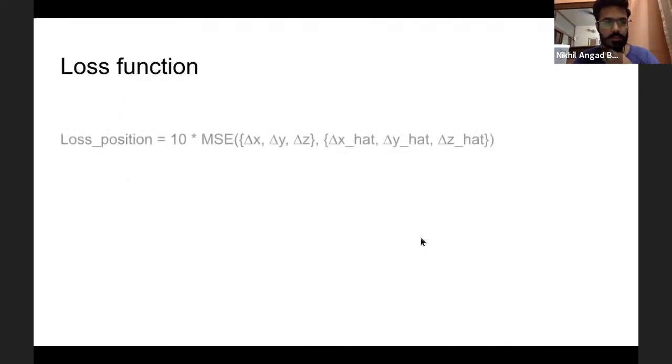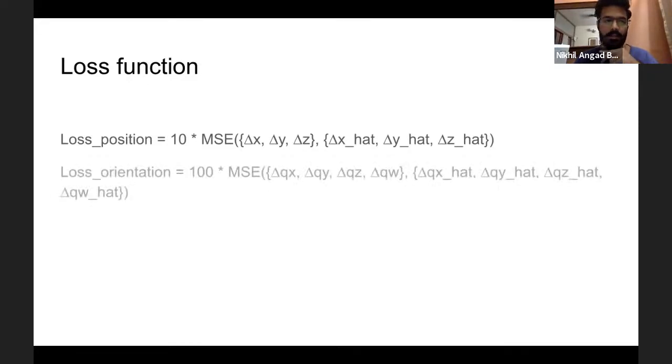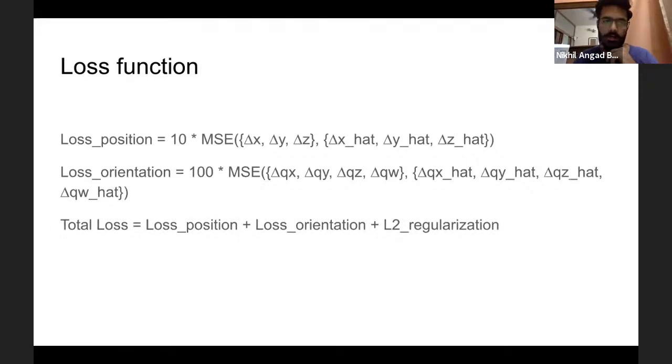The loss function has 2 components. It's very simple. There's an MSE loss, which is scaled up by a factor of 10, and then there's the orientation loss, which is scaled up by a factor of 100. The reason it's not scaled up by the same factor is that orientation is usually a unit quaternion, and therefore it has very small changes, and to penalize the network more strongly for those small mistakes, I'm scaling it up. Total loss is therefore the sum of these 2, as well as some L2 regularization.